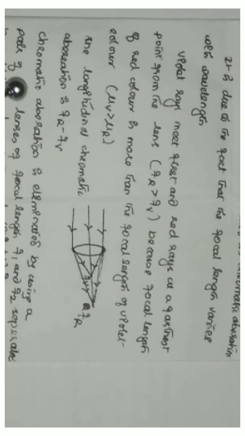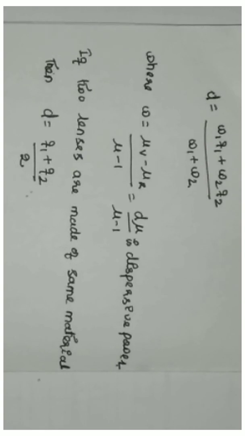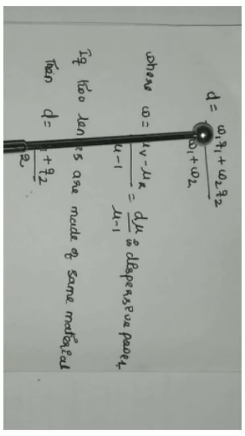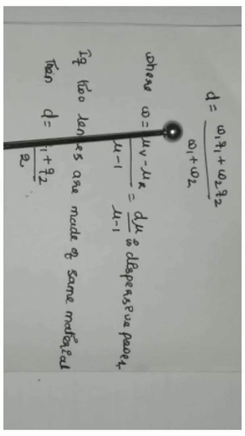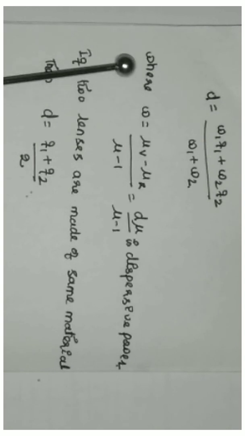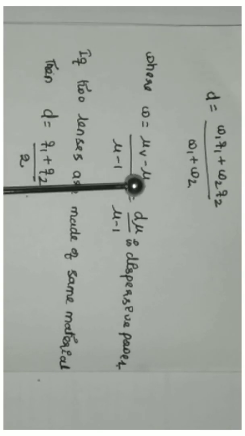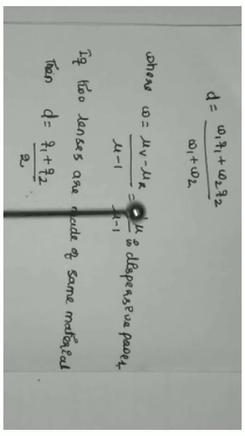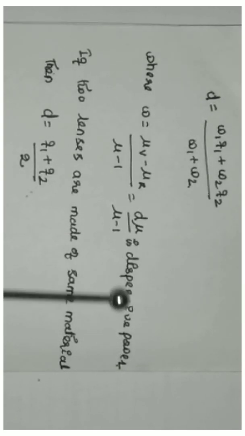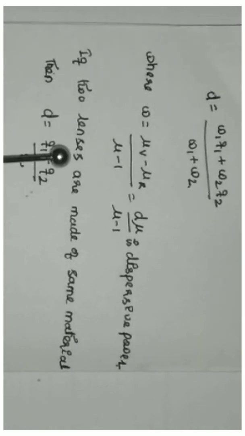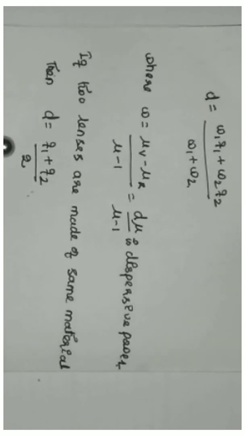Now at this point we shall understand how chromatic aberration can be eliminated. This chromatic aberration can be eliminated by using a pair of two thin lenses of focal lengths f1 and f2 which are separated by a certain distance. The distance between the two lenses is such that d is equal to (omega1 f1 plus omega2 f2) by (omega1 plus omega2), where omega is equal to (mu v minus mu r) by (mu minus 1), which is called the dispersive power. If the two lenses are made of the same material, then d is equal to (f1 plus f2) by 2.